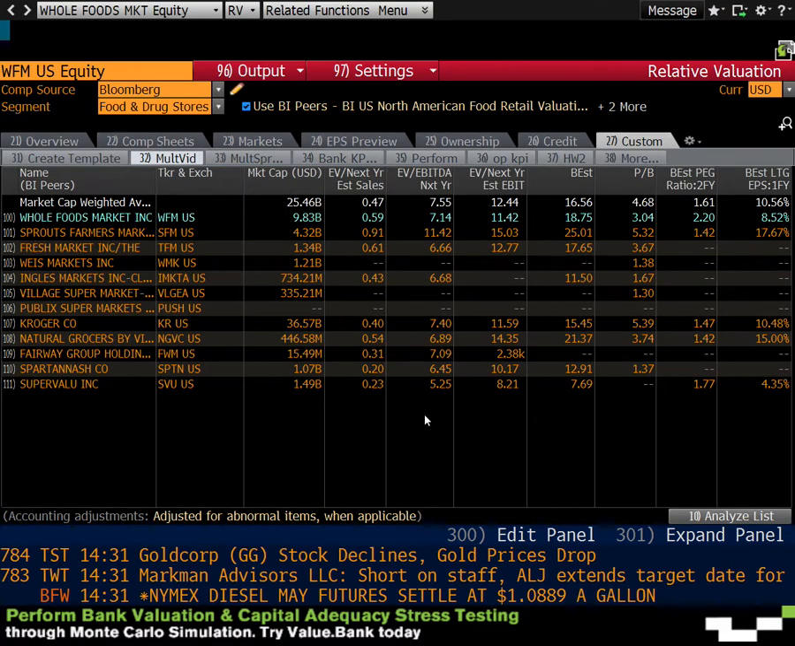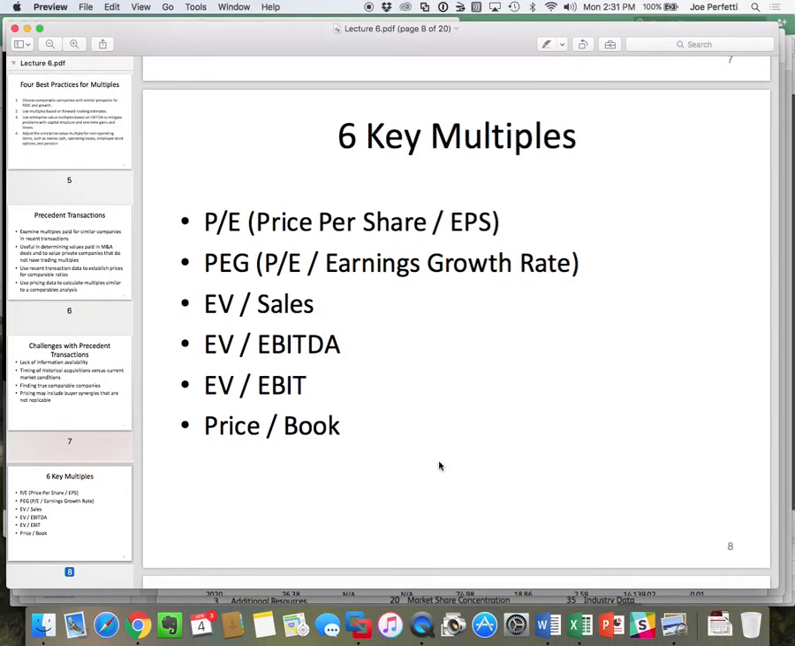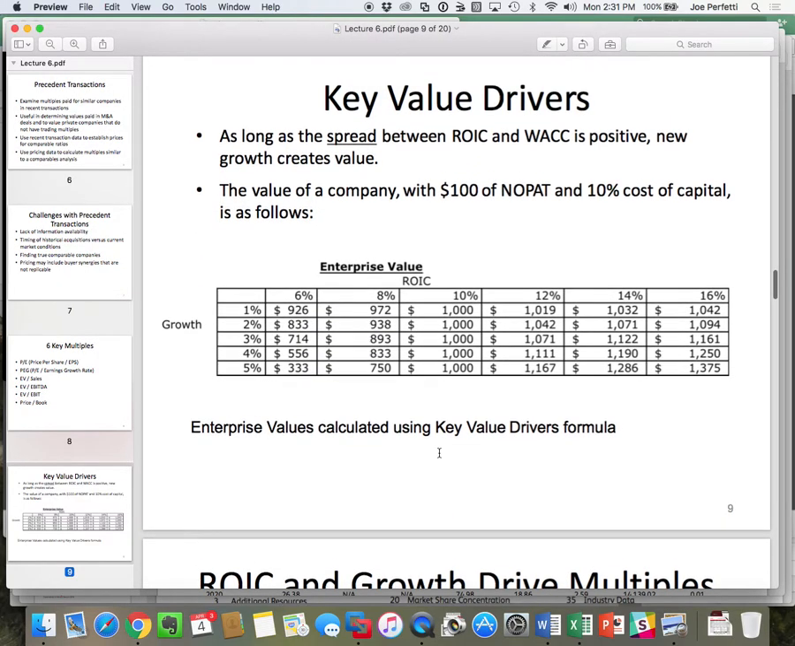Okay, so we got my template. So now I want to start doing some analytics. So let me go back to our PowerPoint and the book readings for this week. So we're going to start out with the concept of key value drivers.